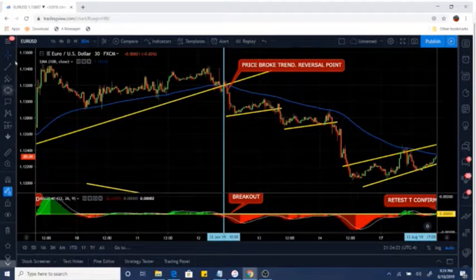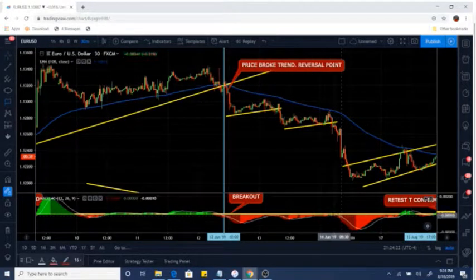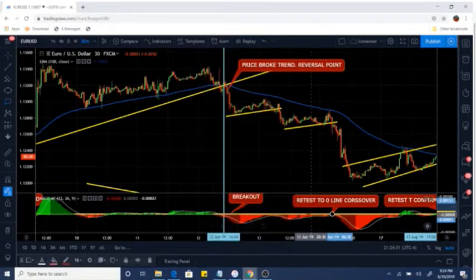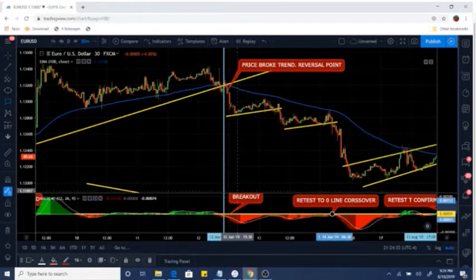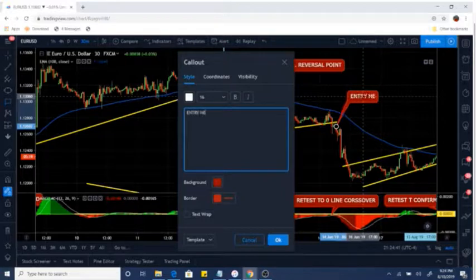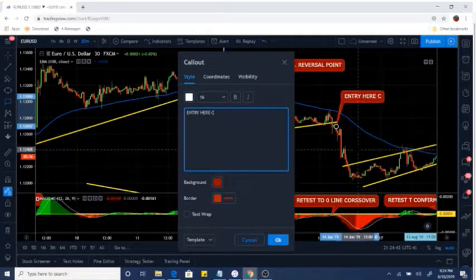So check this out, right? Retest back to, you got one right here. And that's all you're literally doing. Once you get your breakout, you're waiting for that retest to that zero line crossover. And then check it out. Boom. Entry right here. Confirms sell.